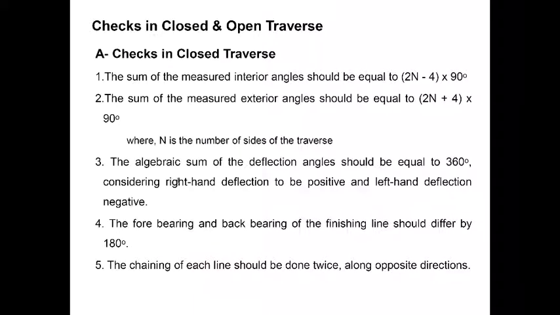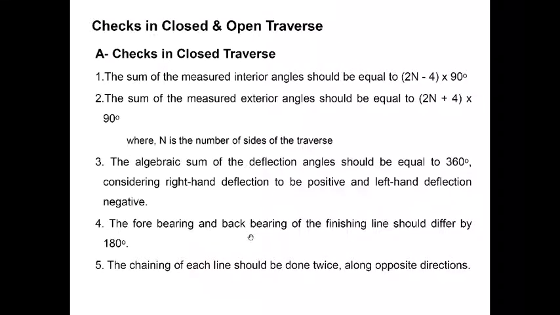And then there is another check that we can apply, that the algebraic sum of deflection angles should be equal to 360 degrees, considering right hand deflection to be positive and left hand deflection negative. So we discussed the right hand deflection and the left hand deflection earlier. That depends upon the direction of your survey or the projection of your survey. So based on that, the summation of deflection angles is equal to 360 degrees.